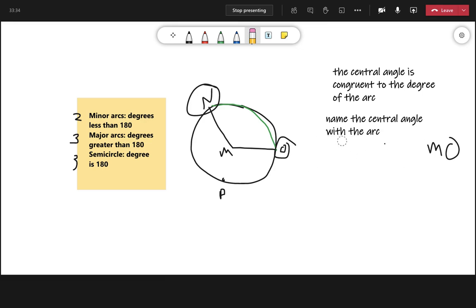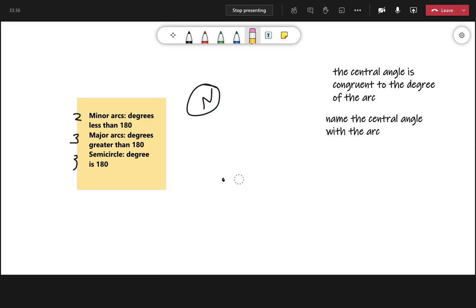Okay, now let's go over 2 or 3 examples of finding the degree. And we will be done for today.